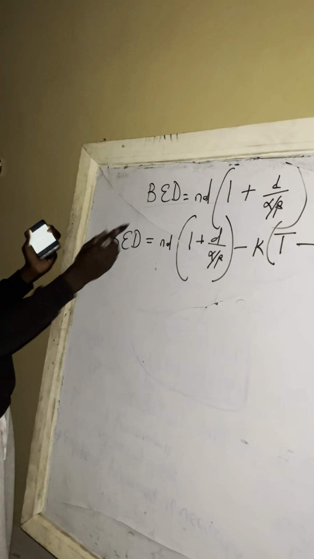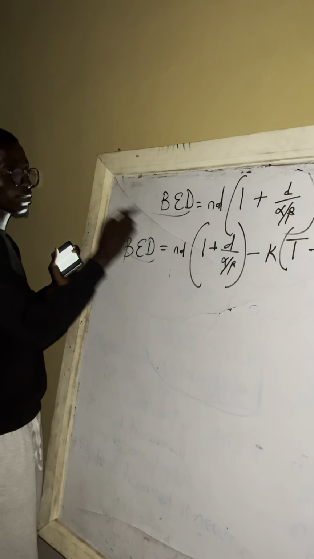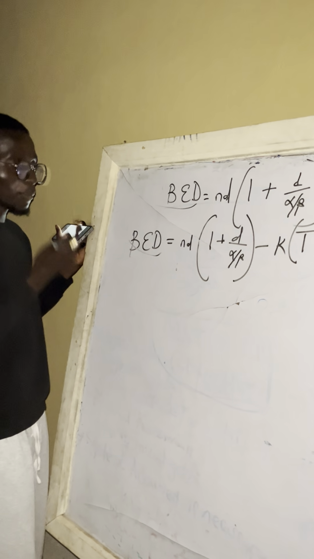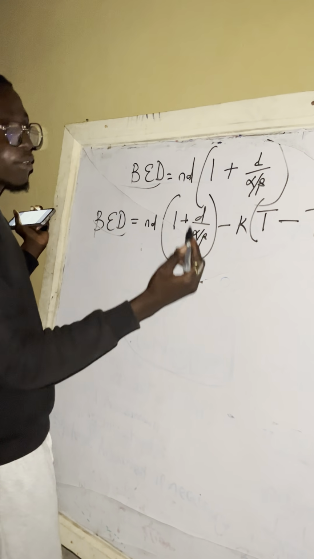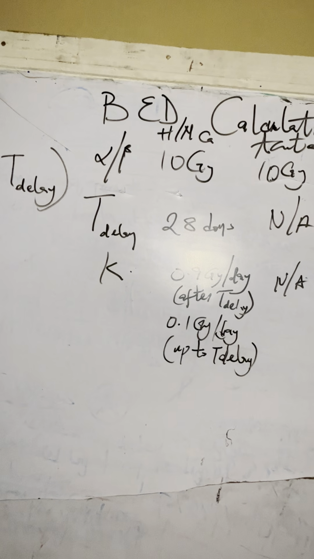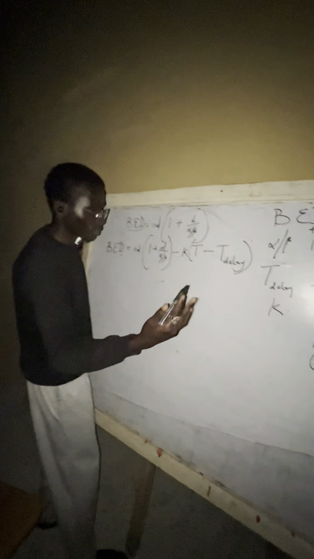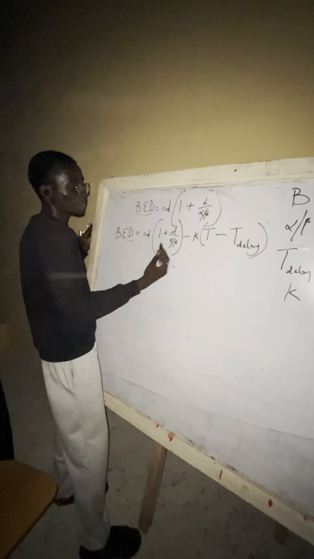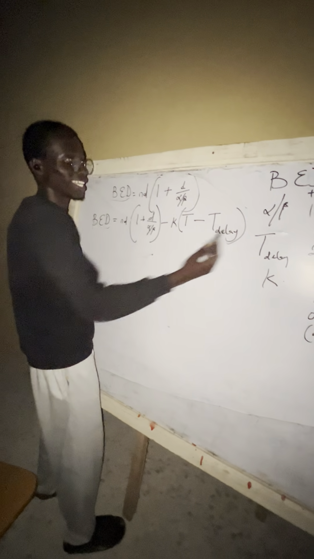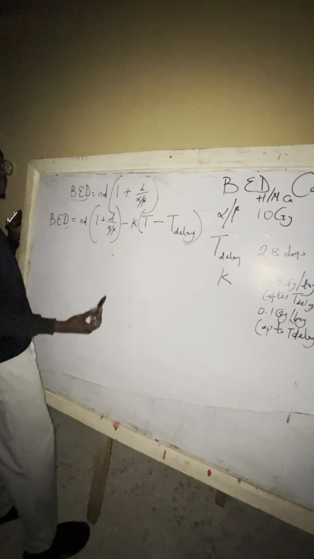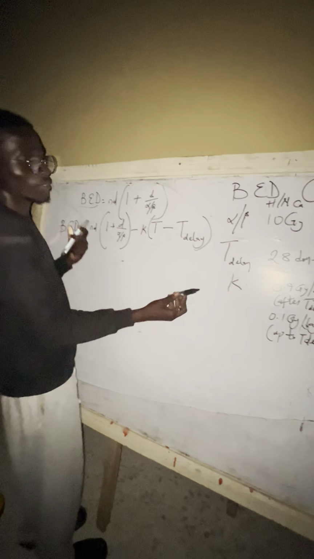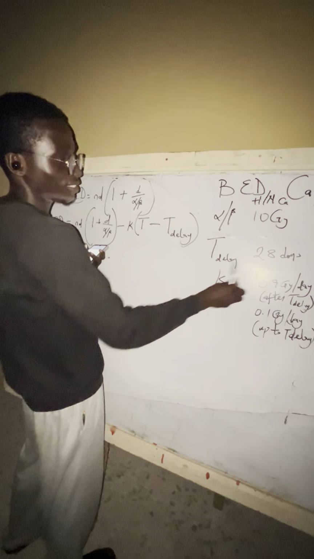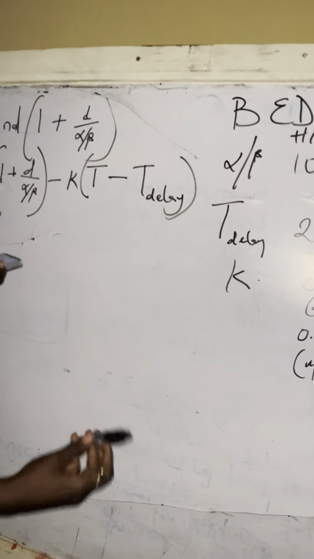We are asked to find this value, BED. That's what we are asked to find, right? But as you can see, for the tumor, the BED of the tumor, that's what we want to look for first. As you can see, the alpha to beta ratio of the tumor is given as 10 gray, right? So we also have the T delay. According to what we have here, this is the T delay, which is 28 days.